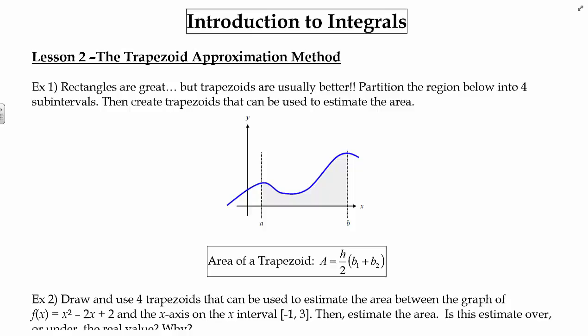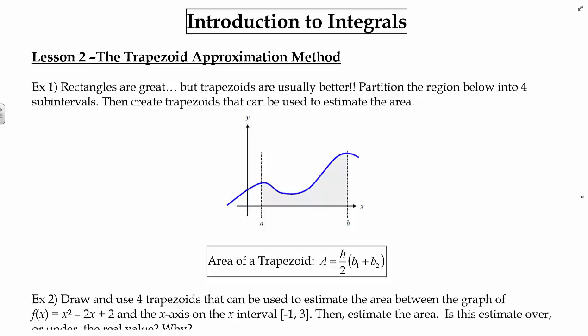All right, so our first lesson was about rectangles, and we had LRAM, RRAM, and MRAM that stood for the left rectangle approximation, the right rectangle, and the midpoint approximation method. And one of the things we discussed is that those rectangles aren't really great at estimating all the time. I mean, they're decent, but couldn't things be better? And the answer is yes, things could get better. And one of the ways that they could get better is we could do trapezoids. So today we're going to talk about the trapezoid approximation method.